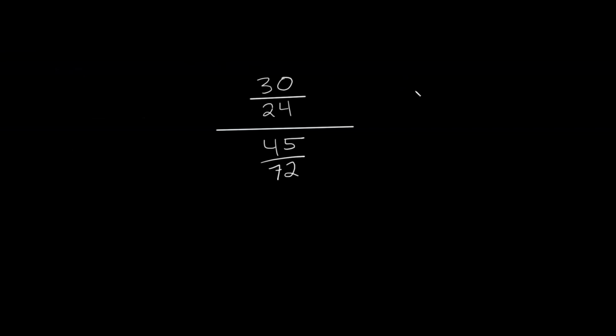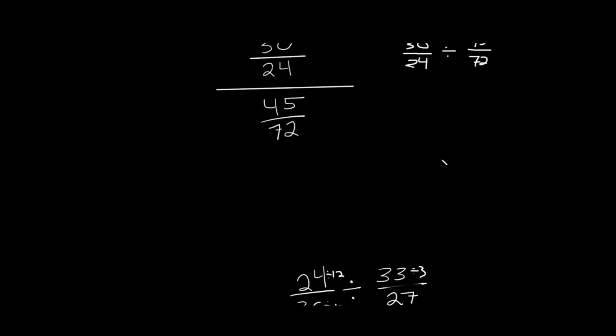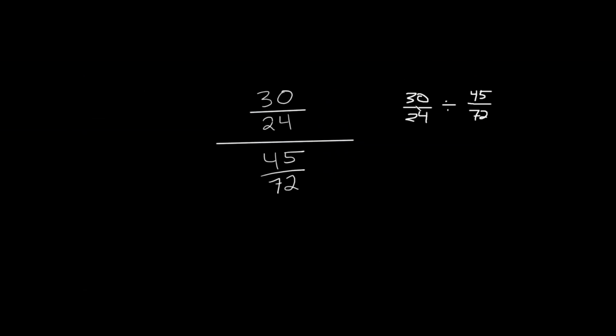So we can rewrite this as, I'll swap the colors here. We can rewrite this as 30 over 24 divided by 45 over 72. And now what we are going to do is do the same thing as you did in this problem. We're going to look for factors that the numerators and denominators share.